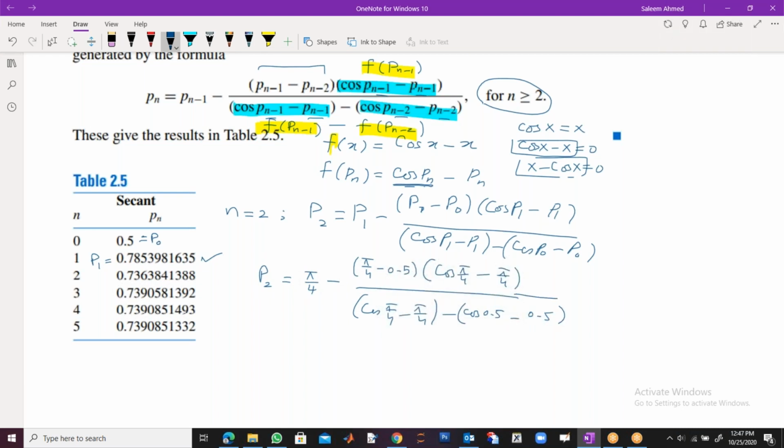If you calculate these things from the calculator, you should get this P2. This is your new P2, which is coming from here. So this is what you will get: 0.7363841388. You can try right now whether you are getting this or not. Pi by 4 is not 45, again. Pi by 4, use pi in the calculator. There is a pi in your calculator. You divide by 4, you will get 0.7853.